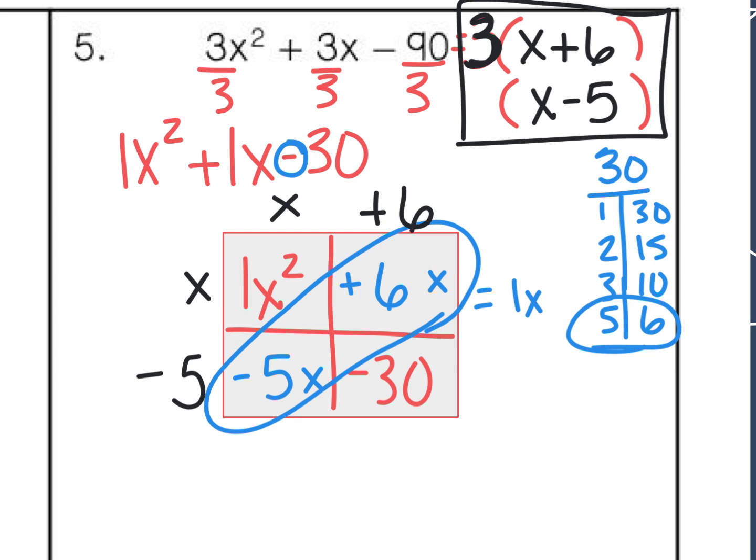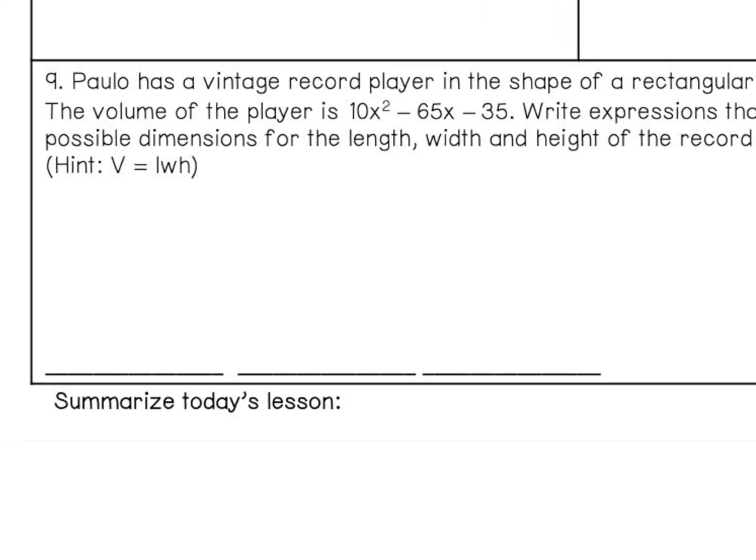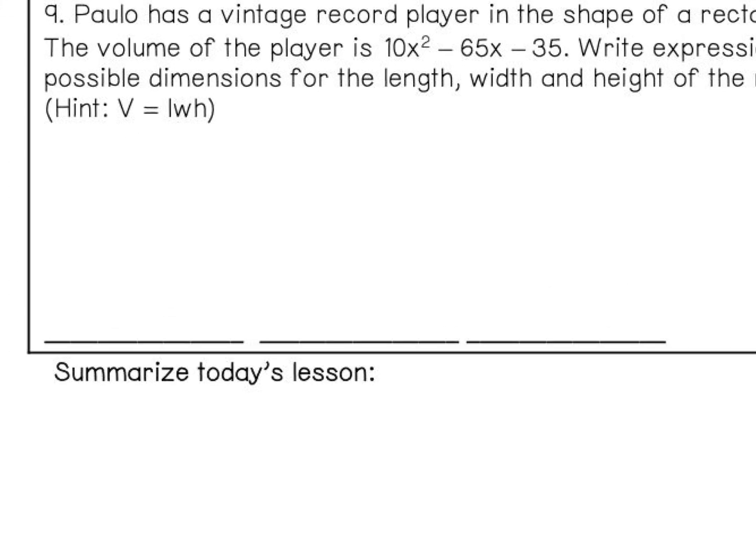Very good question. Paolo has a vintage record player in the shape of a rectangular prism. The volume is 10x squared minus 65x minus 35. Write expressions that represent the possible dimensions for length, width, and height. Remember that volume is length times width times height. So where do we always start? What's the very first thing we look for? GCF. Is there a GCF? What is it? 5. Guys, that's one of our dimensions.